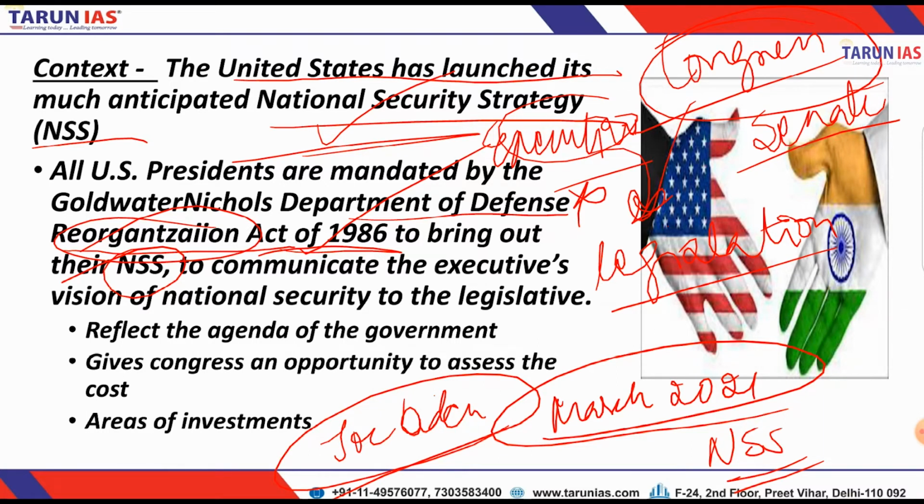So what is the purpose of this national security strategy? Basically, the important point is that it is a kind of communication between the executive and the legislature when it comes to national security. So it reflects the agenda of the government, that what the government is up to and what the government wants to do. It also gives Congress an opportunity to assess the cost of that security and also the areas of investment that will enhance US security, both internal as well as external. Internal security in US is known as homeland security. In India, we call it internal security. There in US, they call it homeland security.